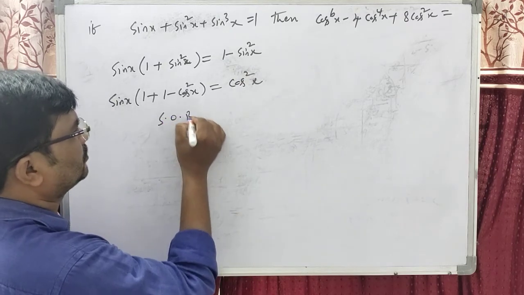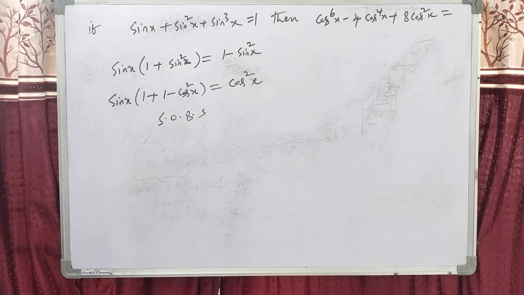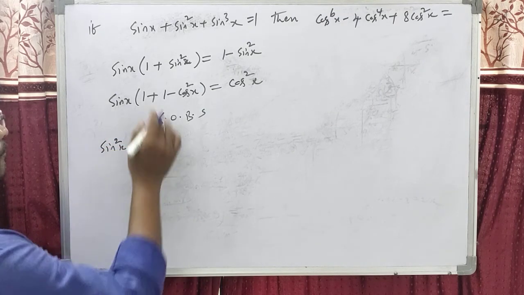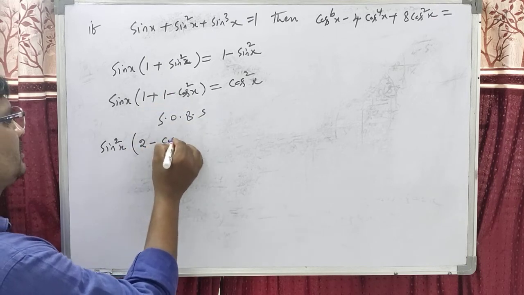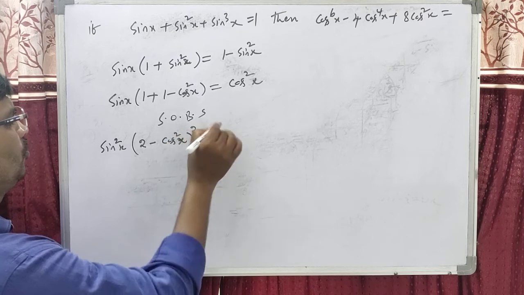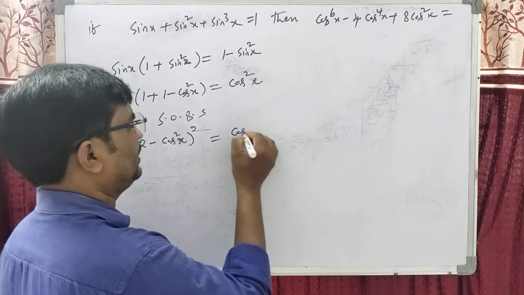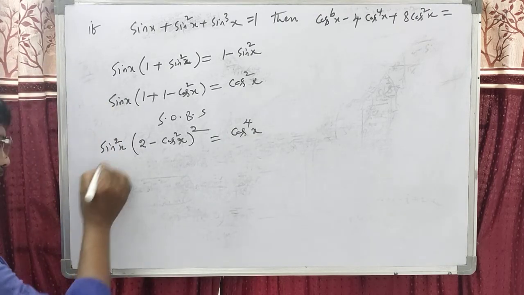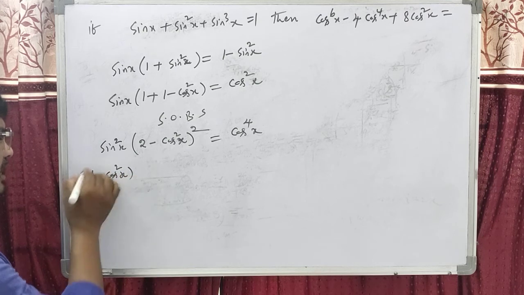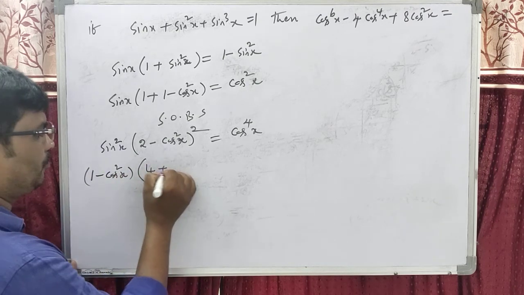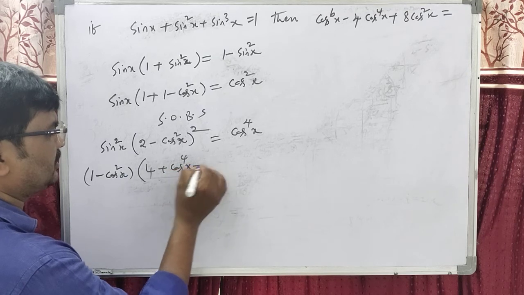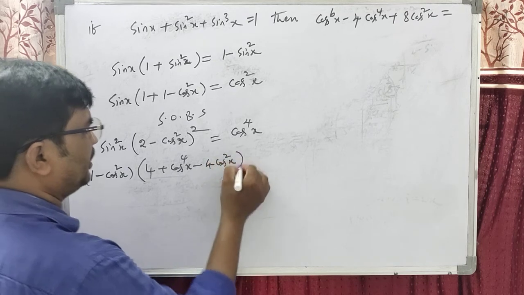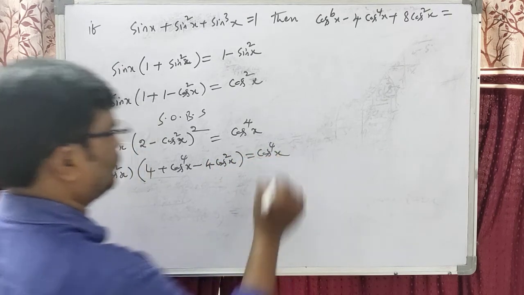Now, students, squaring on both sides. Squaring on both sides, sin square of x is this, and 1 minus cos square x whole square is cos power 4x. So this can be written as sin square x, 1 minus cos square x, 4 plus cos power 4x minus 2ab, minus 2ab is 4 cos square x, equal to cos power 4x.